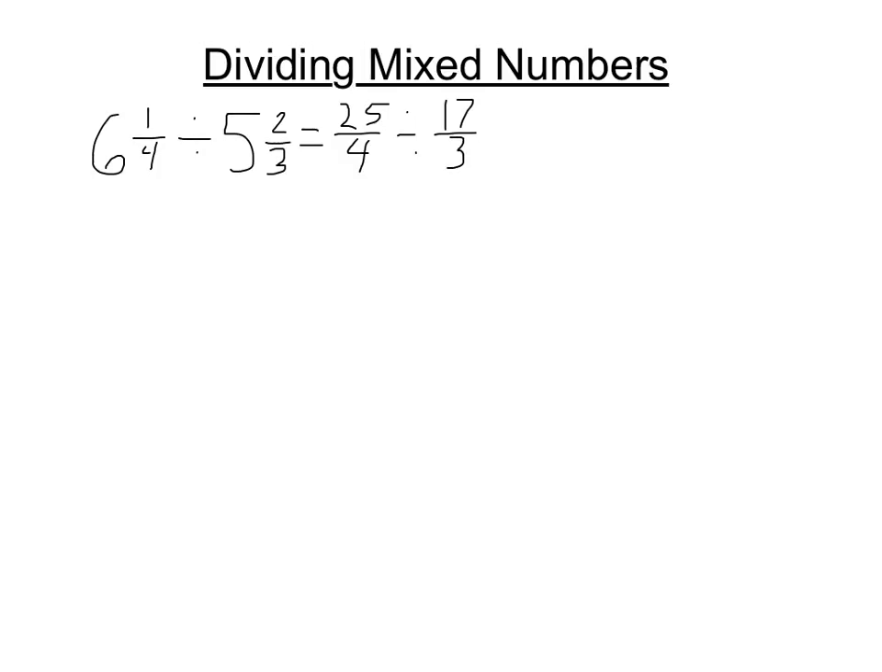Now to divide fractions, hopefully we remember that dividing by a number is the same as multiplying by its reciprocal. So dividing by 17/3 is the same as taking 25/4 and multiplying by the reciprocal of 17/3, which will be times 3/17.